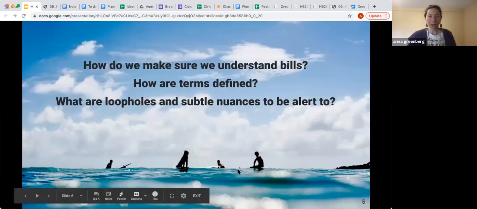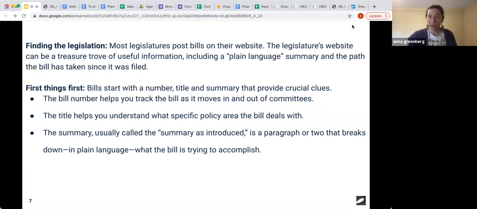So how do we make sure we understand these bills? How are the terms defined? And also, how can we analyze these bills? There's a lot to be alert to: subtle nuances, loopholes, and subtleties in language which might not be apparent at first glance. So, in general, finding legislation, which I think we've all gone through, looking on the OLIS website.